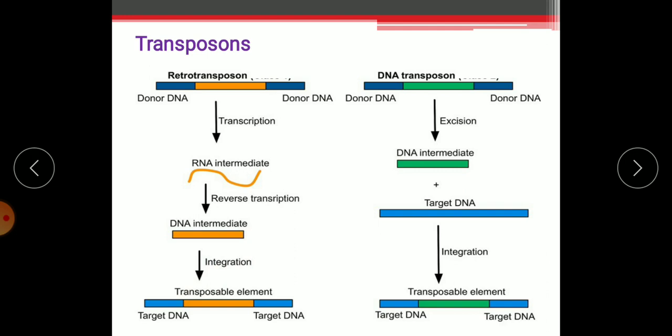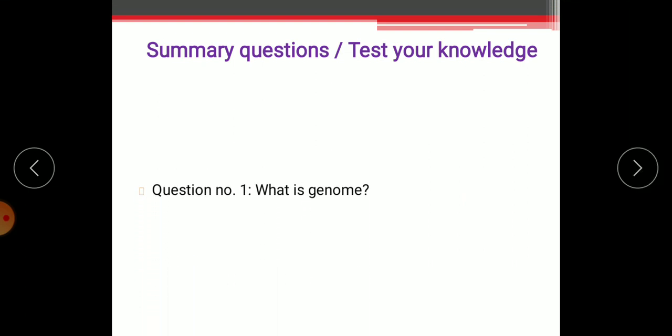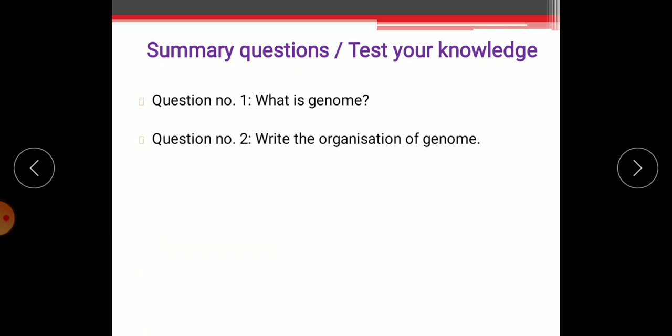So till now we have discussed the organization of genes, what the genome is, and the different mobile units or transposons. In the next class we will discuss gene expression, and the different steps of gene expression. So till then just remember these questions. One is, what is the genome? Next, write about the organization of genomes.